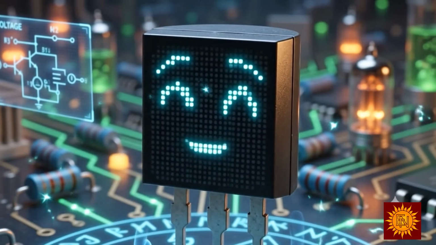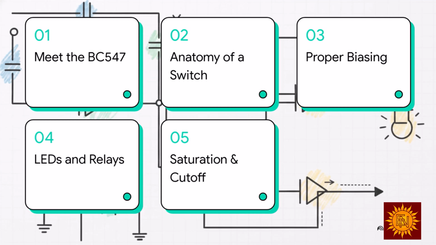Okay, let's dive into this. Here's our roadmap for today. First, we'll officially meet the BC547, break down the anatomy of a switch, master the art of proper biasing, look at switching LEDs and relays, and finally, wrap things up with saturation, cutoff, and safety limits.